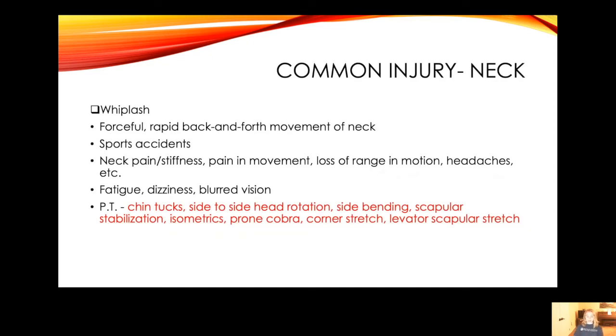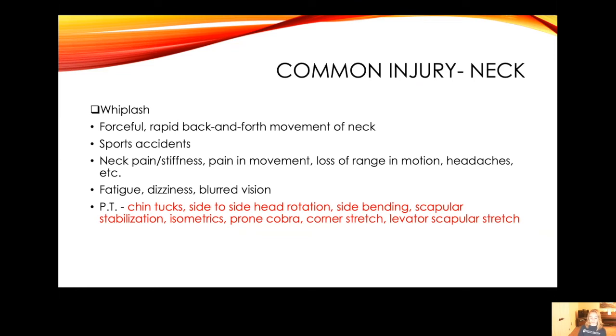The last injury is a super common one in the neck, which is whiplash. This is the forceful, rapid back and forth movement of the neck. Sports accidents and rear-ended car accidents are commonly what causes this. You will experience neck pain and stiffness. Moving will cause extreme pain, loss of range in motion, headaches, and other symptoms such as fatigue, dizziness, and blurred vision in your eyes, of course.